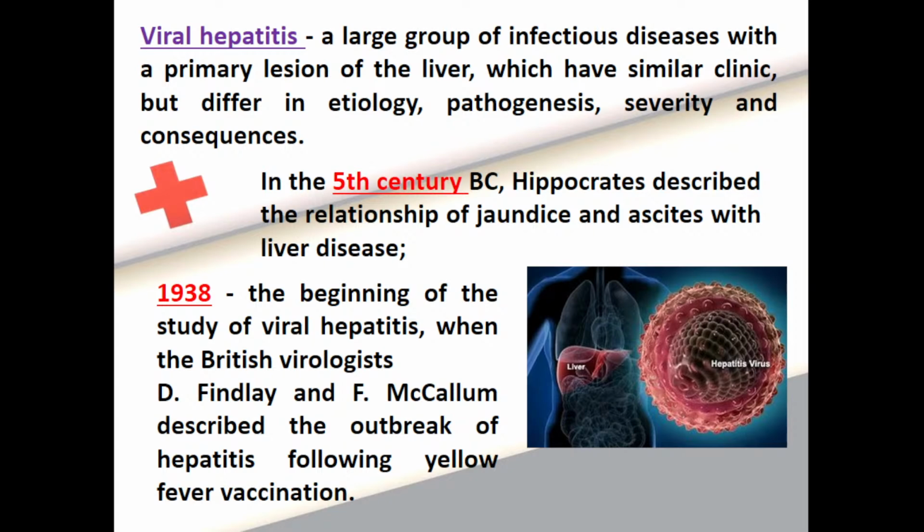In the 5th century BC, Hippocrates described the relationship of jaundice and ascites with liver disease. It's just a bit of history, yes? In 1938, the study of viral hepatitis began, when the British virologists Findlay and McCallum described the outbreak of hepatitis following yellow fever vaccination.